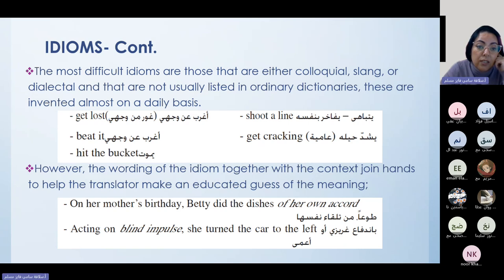Iman, can you read this one? Shoot a line. This one, Iman. This one on her mother's The birthday. one in red, yeah, Iman. Oh, okay.